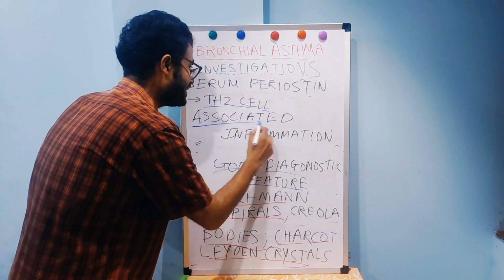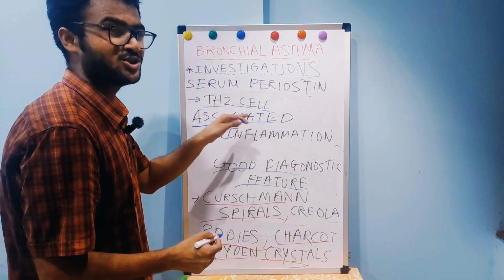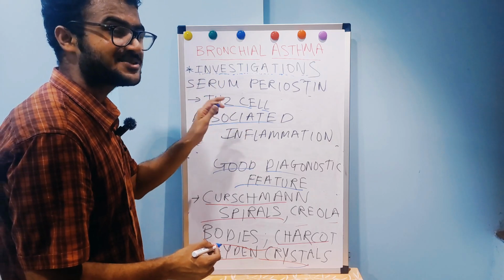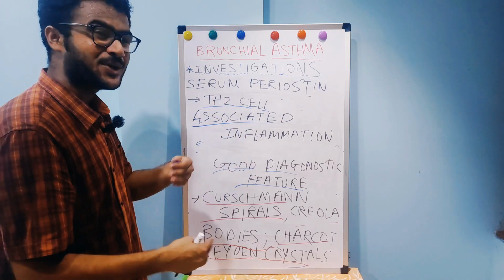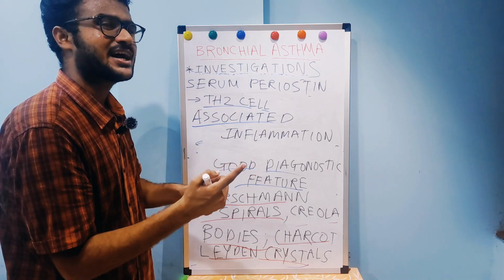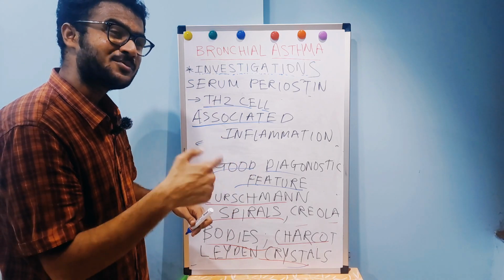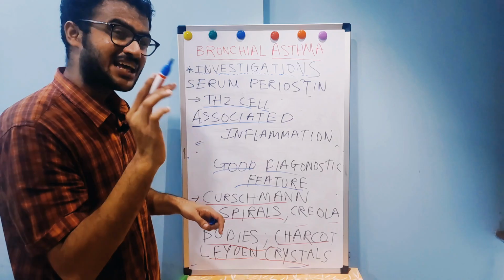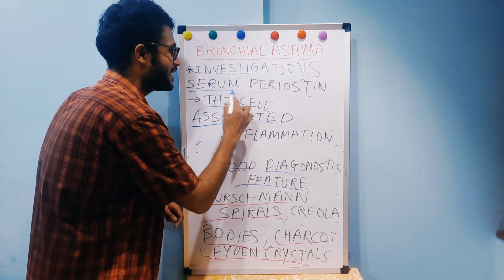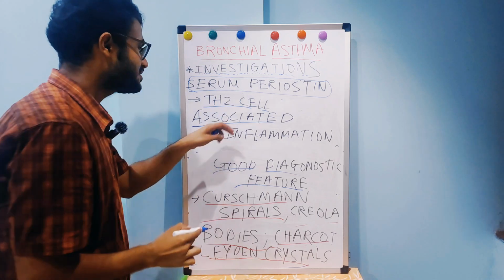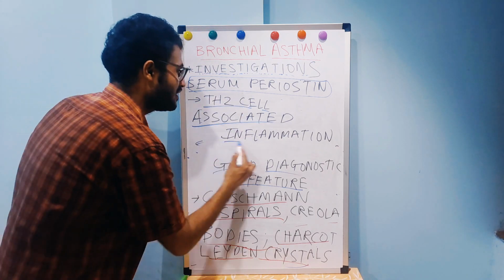So what happens is that T helper 2 cells, in response to environmental allergens, generate cytokines, which act on the B lymphocytes, which in turn release immunoglobulin E, which is a type 1 hypersensitivity reaction, that is anaphylaxis. So basically serum periostin indicates T helper 2 cell associated inflammation.